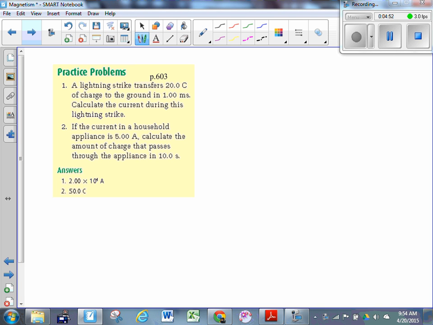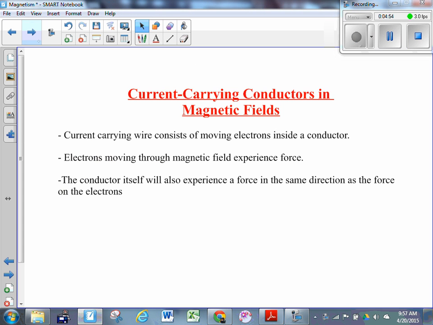If we're okay with that, then I want to move forward here and use that as a tool to study our next thing, which is the analysis of current carrying conductors in magnetic fields. What do I mean by that? What is a current carrying conductor?